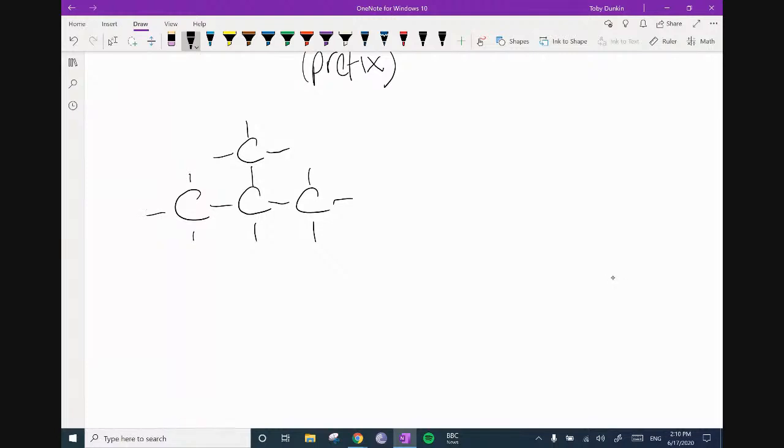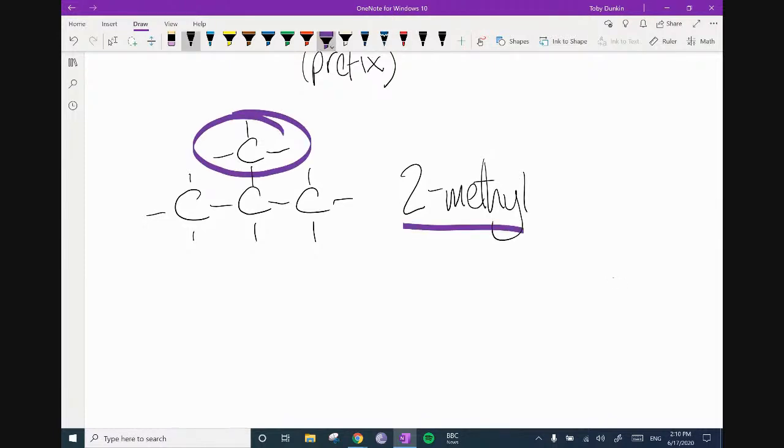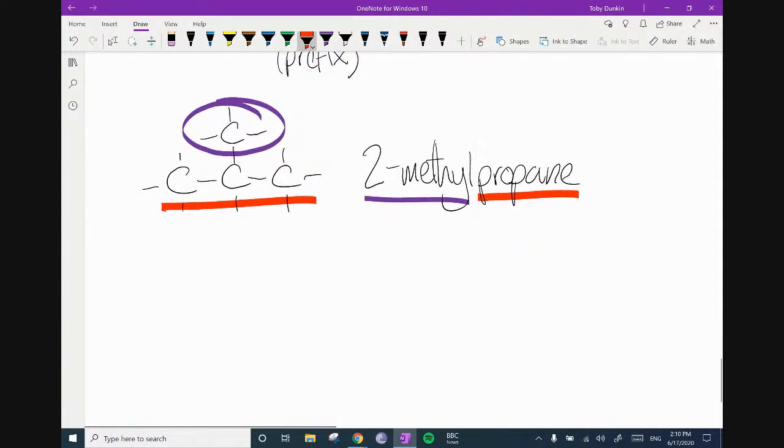Yeah, this becomes 2-methyl. Let me show you where that comes from. That comes from here. 2-methyl propane. You don't separate any letters, no gap, no dash, no attachment, no separation, no nothing. So that bit there comes from him. So this is 2-methyl propane.